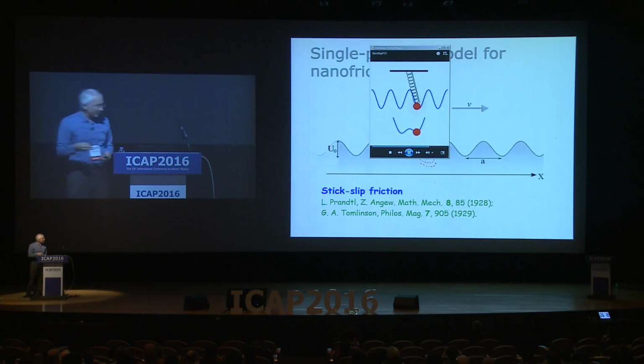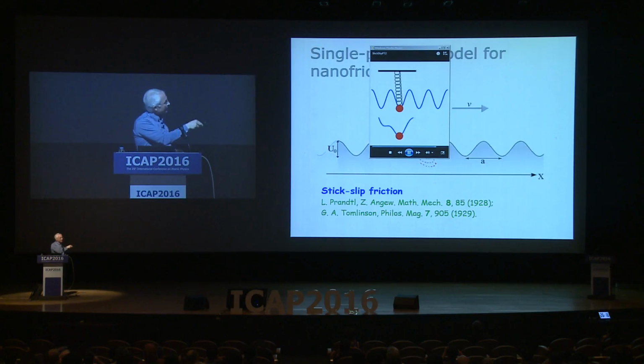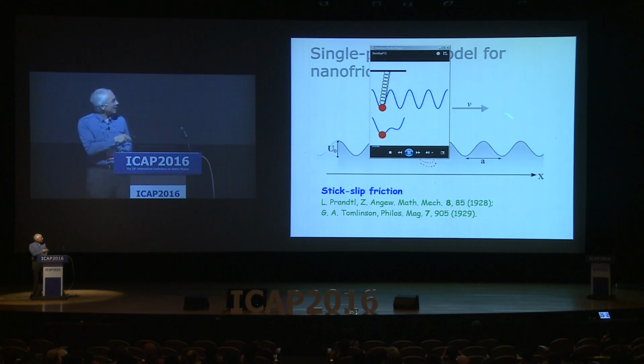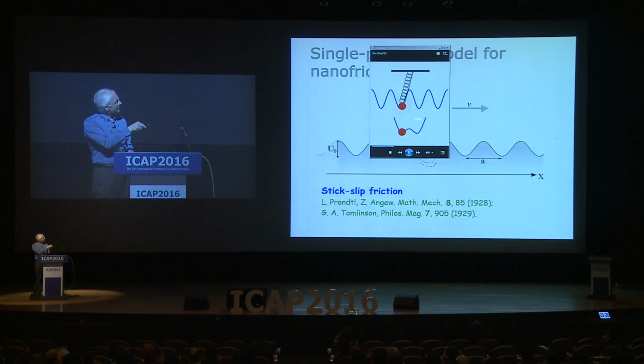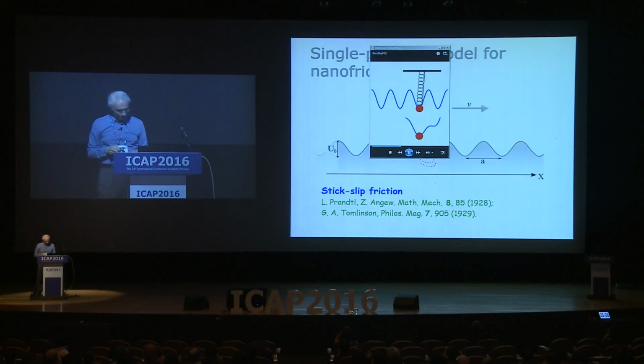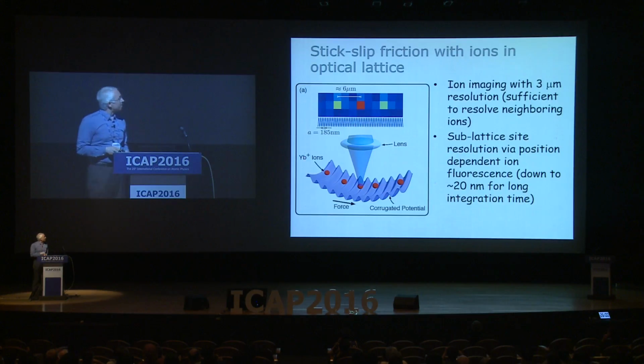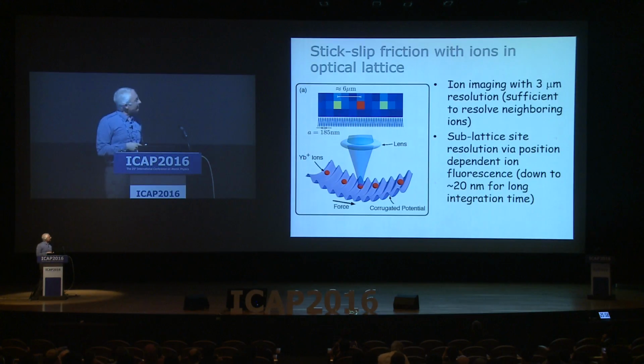In real friction, this heat that is generated by this slip is taken away in the form of phonons. In our case, we are continuously laser cooling the ion, and so basically we're taking this energy that is released out in the form of photons. And as I showed you, we have sublattice resolution.